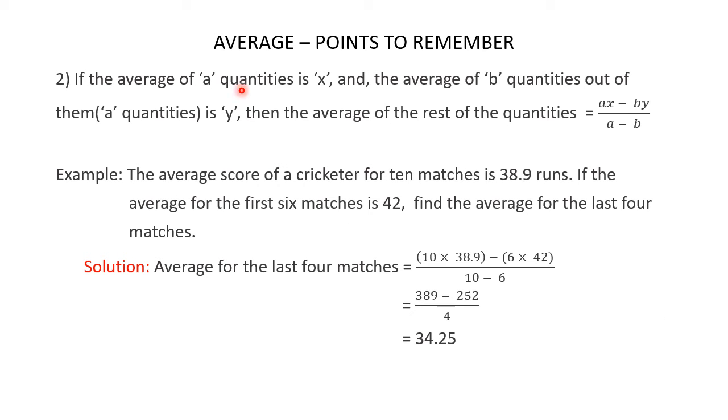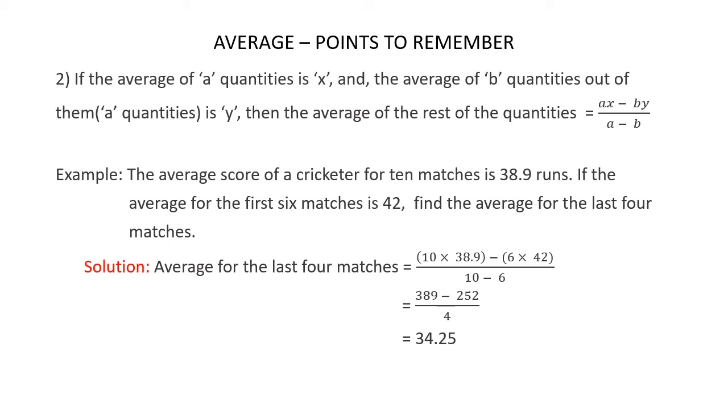If the average of a quantities is x and the average of b quantities out of a quantities is y, then the average of the rest of the quantities is ax minus by divided by a minus b. So here we know the average of a quantities is x. Now out of these a quantities, let's take out b quantities. The average of b quantities is y. So to find the average of the rest of the quantities, you have to use the formula ax minus by divided by a minus b.